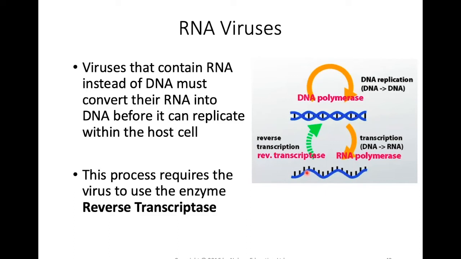The problem is there's no proofreading that takes place. And so while the virus is creating that double-stranded molecule so that it can be inserted into our own DNA, there are a number of different substitution errors that could occur along the way, and there's no way of catching those. And so as a result, RNA viruses are able to mutate really rapidly because of the mistakes made when trying to create that double-stranded DNA molecule.